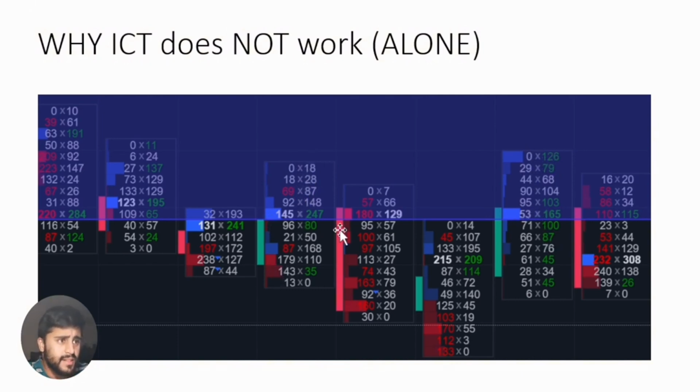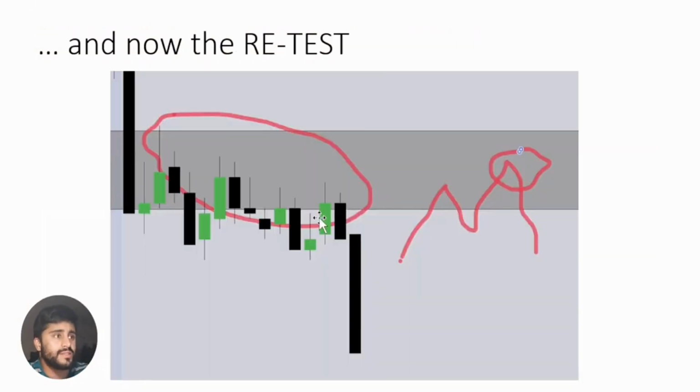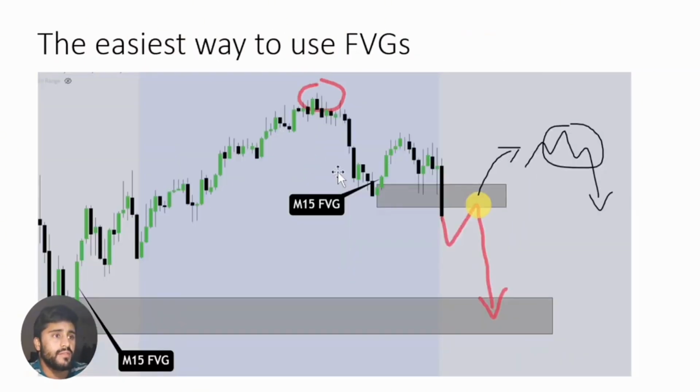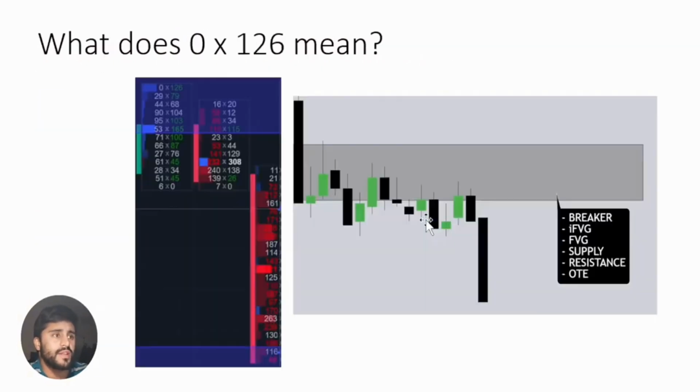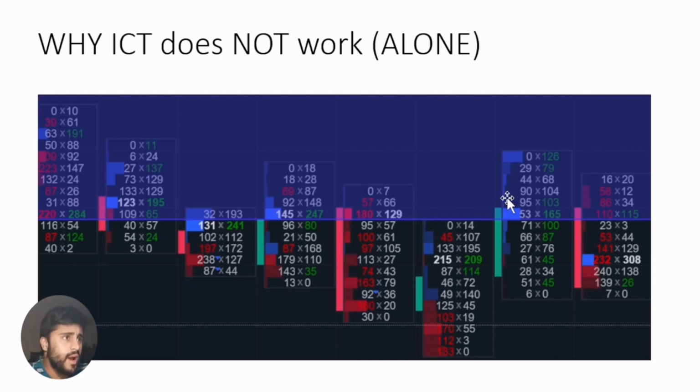So what you can see at this level, this blue box here represents the same key level over here. Remember, right at the start, we're looking at a 15-minute fair value gap. So this blue box, this gray box over here, that is represented here by the order flow. So why does an ICT work? Let's quickly break down what this candle represents.